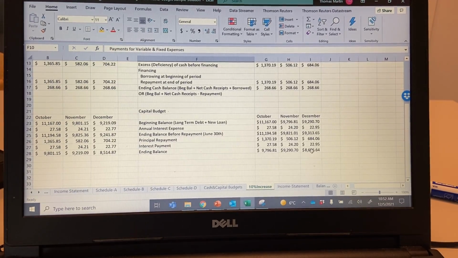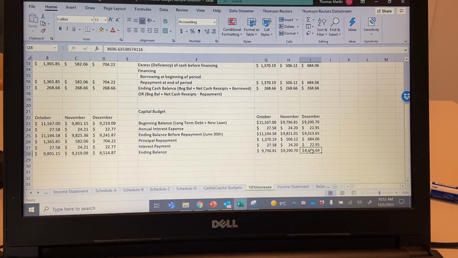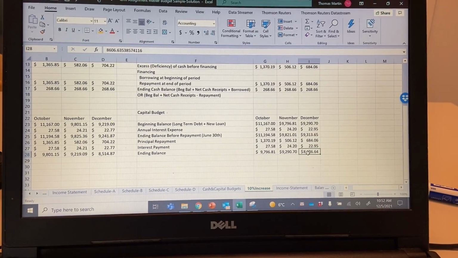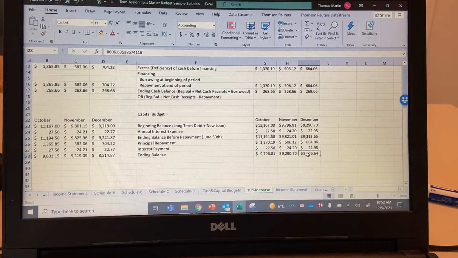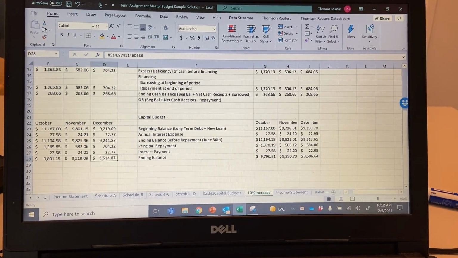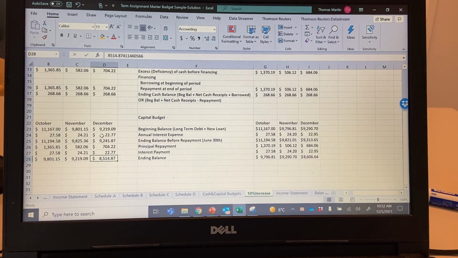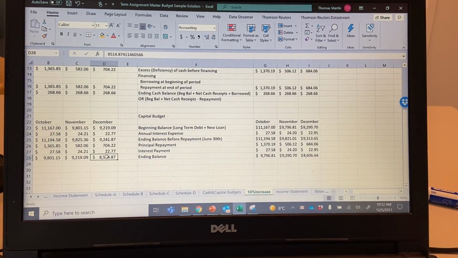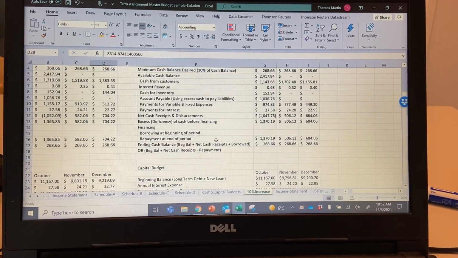And so what we notice here is that with the decrease, our loan is now larger. We have less cash. We weren't able to pay off as much of the loan. We see with the 10% increase, it's 8514.87. So we had more cash to pay off more debt.